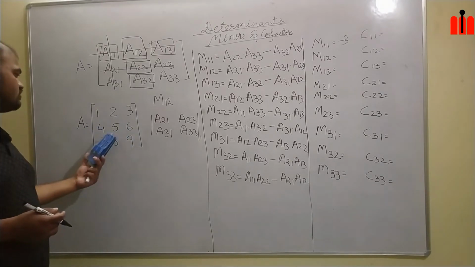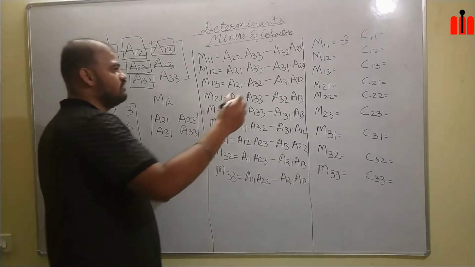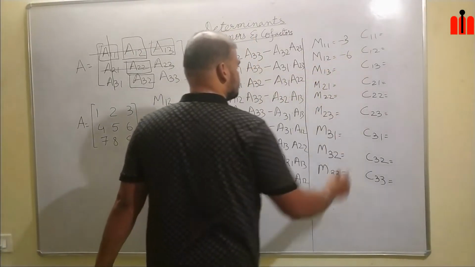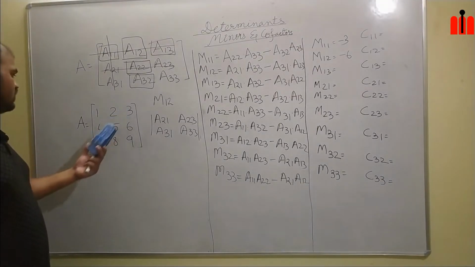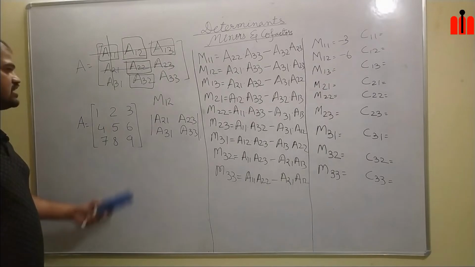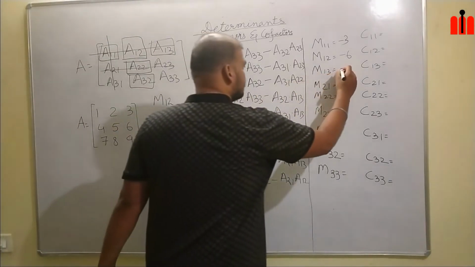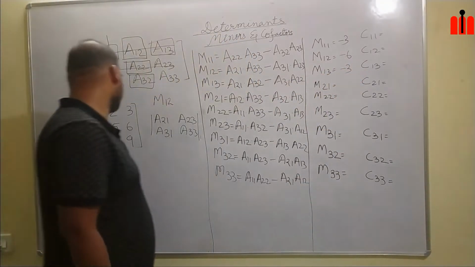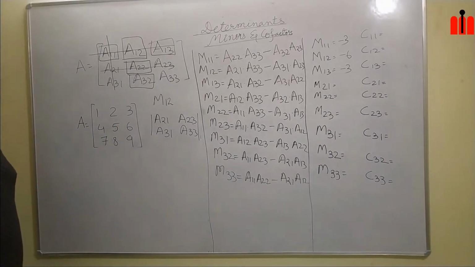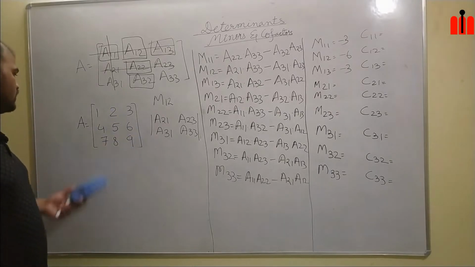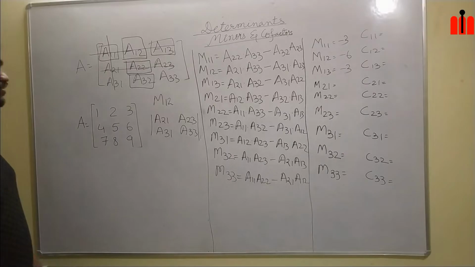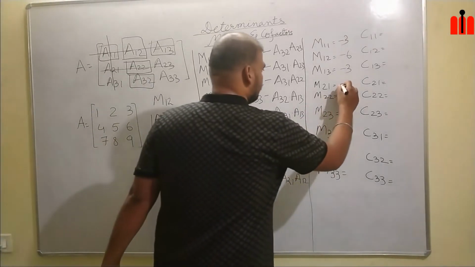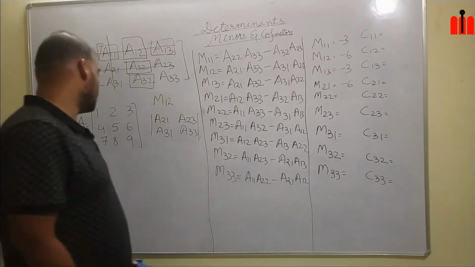So, 36 minus 42. So, it will be minus 6. So, similarly, we will write it for M13. M13 will be 32 minus 35, which is minus 3. Right? 32 minus 35. 8 4s are 32, 7 5s are 35. Now, M21. M21 will be 9 2s are 18, 8 3s are 24. So, 18 minus 24 is minus 6 again.